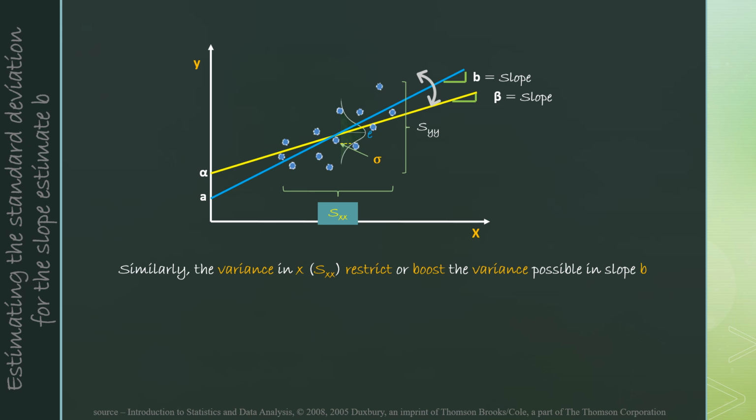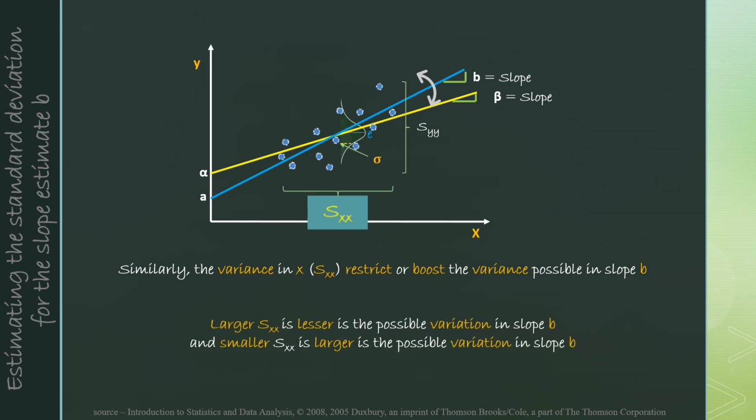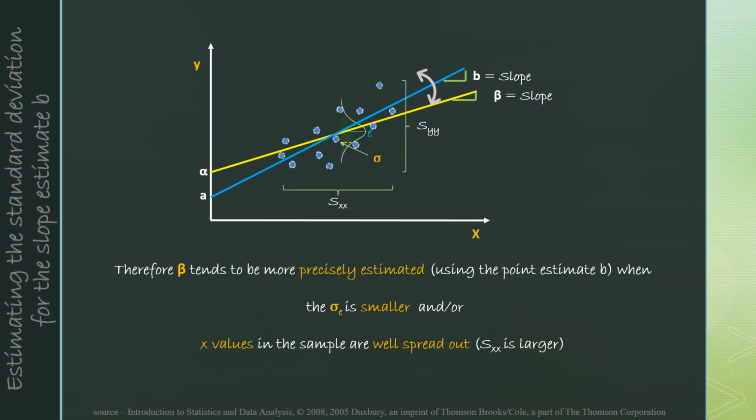Similarly, the variance in x determined by Sxx restricts or boosts the variance possible in slope b. The larger Sxx is, the lesser is the possible variation in slope b, and the smaller Sxx is, the larger is the possible variation in slope b. Therefore, beta tends to be more precisely estimated using the point estimate b when sigma e is smaller and/or x values in the sample are well spread out, that is, Sxx is larger.